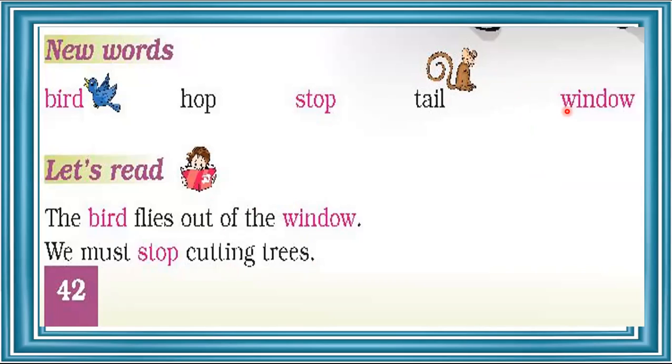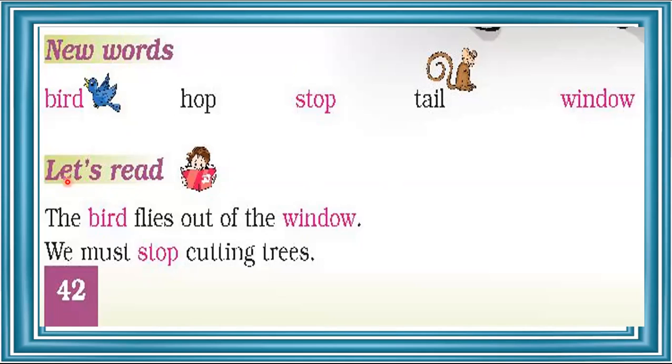Next is window. W-I-N-D-O-W, window. What is a window, children? It is a small opening in the house. Usually beside the doors, we have a window. Yes. What do we keep windows for? We usually have windows in our houses for the fresh air to come in, for the sunlight to come in. Okay? Yes.